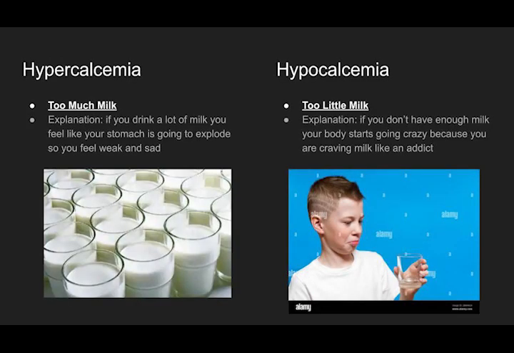Hypercalcemia is too much milk. If you drink a lot of milk, you feel like your stomach is going to explode, and so you're very weak and it's very sad, which is very unhealthy for you. Hypocalcemia is too little milk. If you don't have enough milk, your body starts to go crazy because you crave milk like an addict.